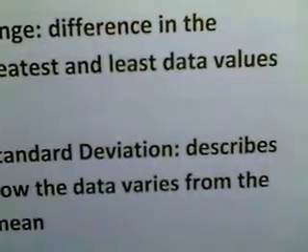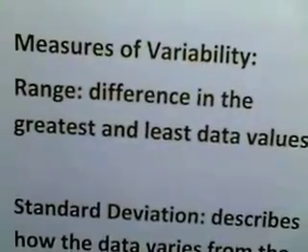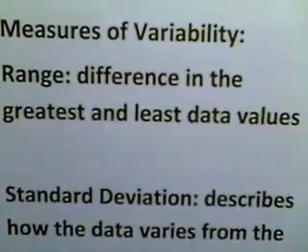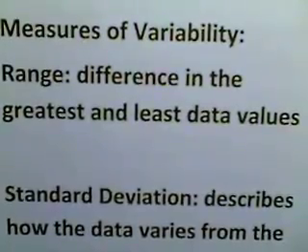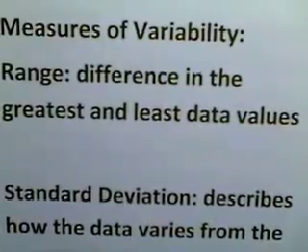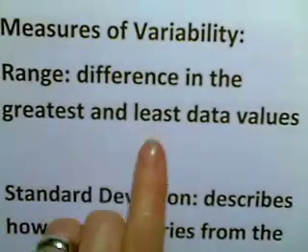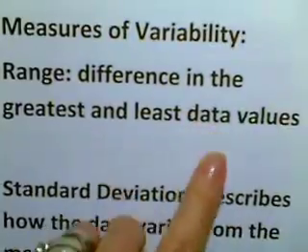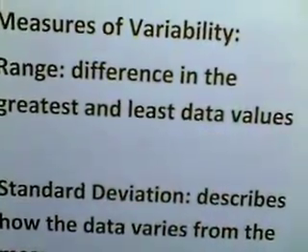When we look at measures of variability, we're thinking about terms like range, variation, and standard deviation. Your textbook doesn't talk about variation, but for variation, you take the square root of the variation to get the standard deviation. To get the range, you take the difference of the greatest value and the least value in the data set.